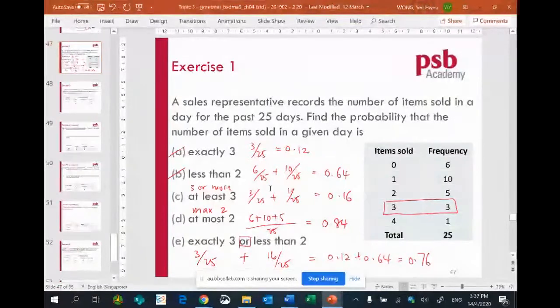So how about less than 2? Less than 2 means not inclusive of 2. Less than means either 1 or 0. So 0 will be 6 and 1 will be 10. So you get 16. Then the probability is 0.64.